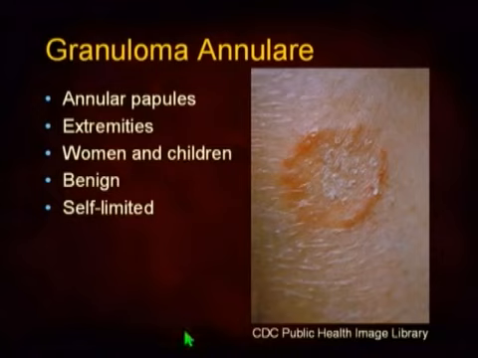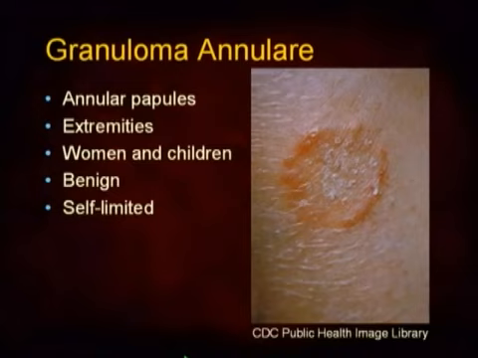Common places to see it are on the extremities in particular, especially on the dorsum of the hands, and it's seen most commonly in women and children. Usually is asymptomatic and definitely is self-limited. So will go away without any treatment, but sometimes we use topical steroid to try and help expedite the exit of it.